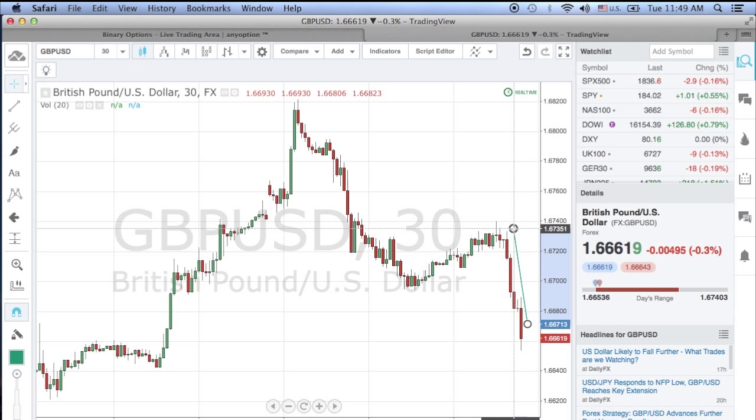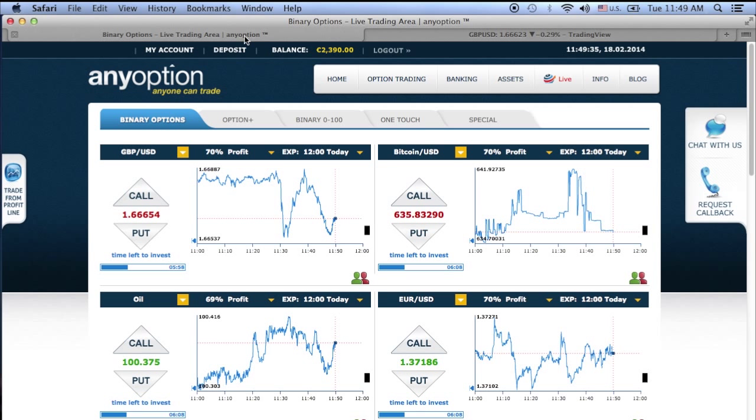Okay, so as you can see, it's a deep downwards trend, and what we want to do is take our position when the candlestick nears this line of resistance. So we're going to go back to the anyoption trading area. Now, as you can see, this trade expires in 10 minutes, and we want to take our position as close as possible to the expiry time.